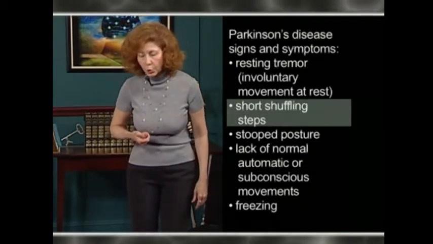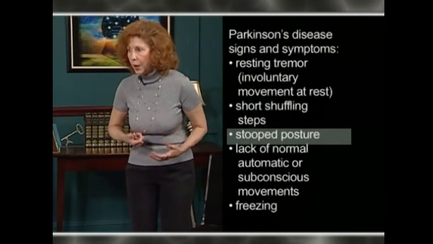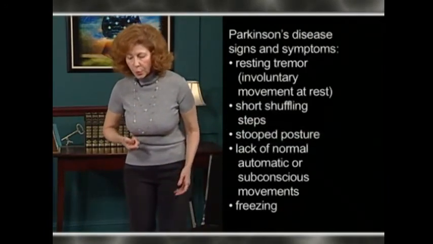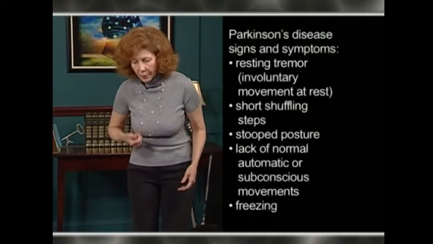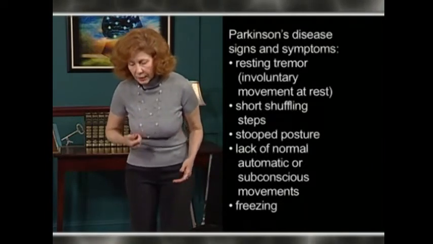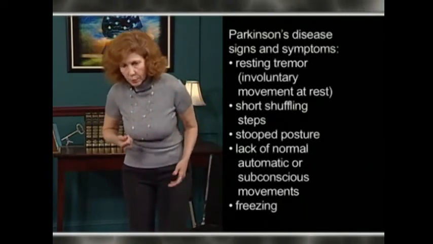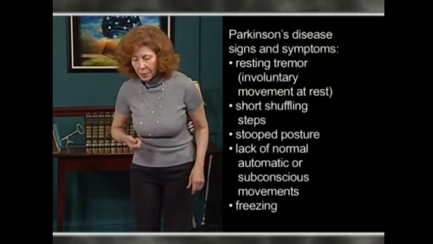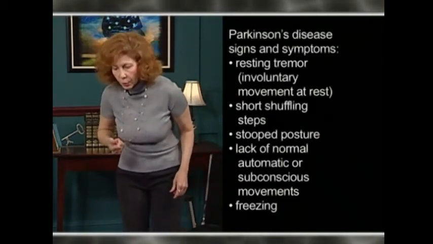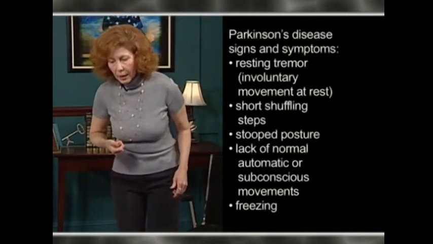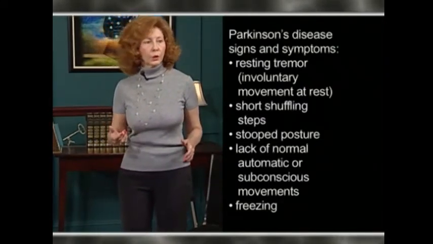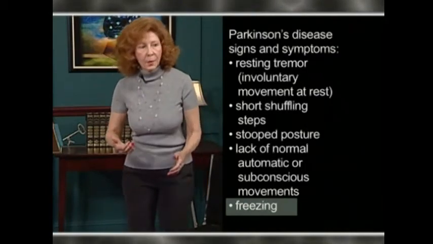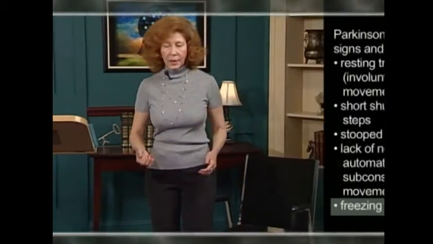The individual takes short shuffling steps, and they have a stooped posture. So the individual will be stooped over like this, have the tremor, and they'll make short steps, and they have trouble getting going. So they lean way forward and almost, well, they can fall over actually, but they take little tiny short steps like this. And literally over time, the individual will freeze and be unable to make a movement. So as they walk, there's no swinging of the arms. There's none of that. Very characteristic view of a Parkinsonian patient.